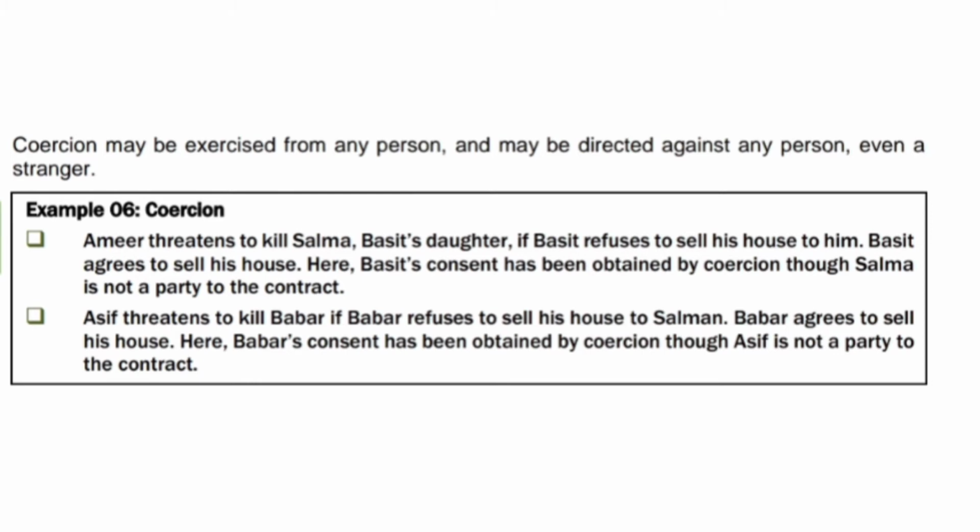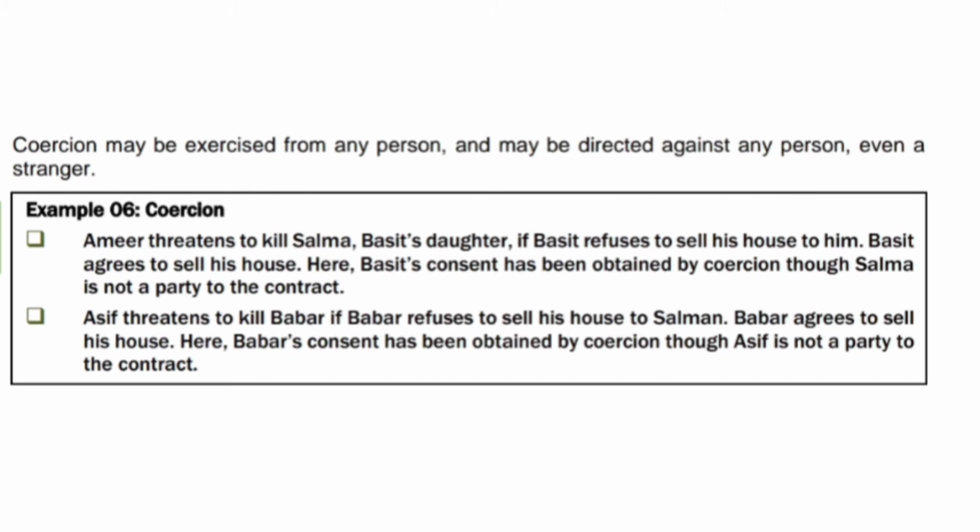This is basically what I meant when I said that coercion may be exercised from any person and it may be directed against any person, even if that person is a stranger to the contract. And when I say stranger to the contract, I simply mean that he or she is not a party to the contract. So in our first example, Saima was not a party to the contract. Okay, let's quickly look at the second example. Here there is a person named Asif who threatens to kill Babar if Babar refuses to sell his house to Salman. In this situation, Babar is himself, of course, a party to the contract.